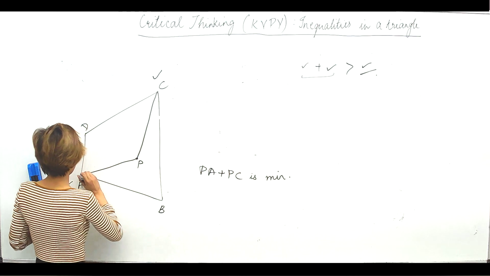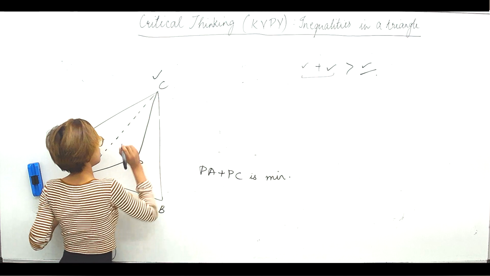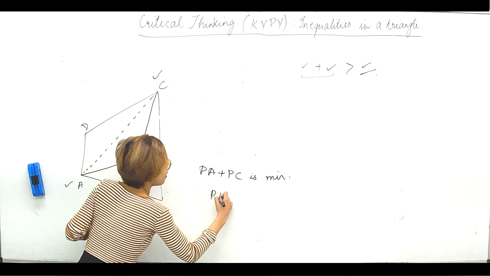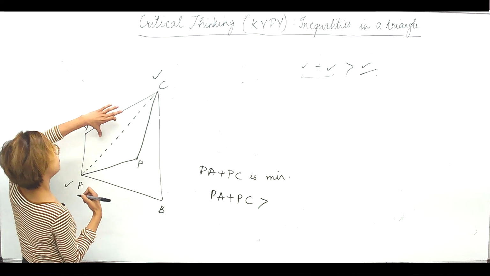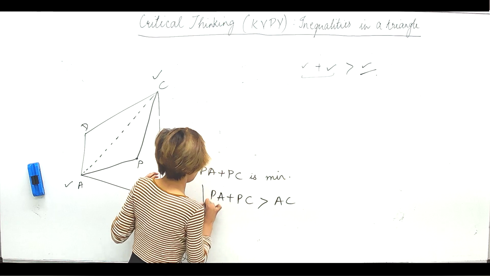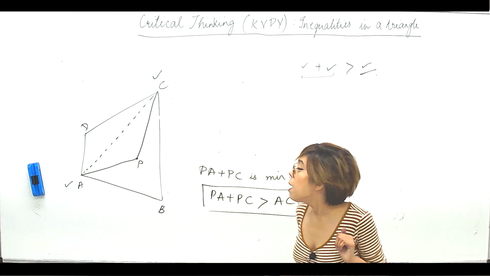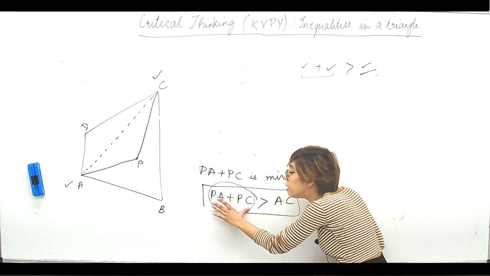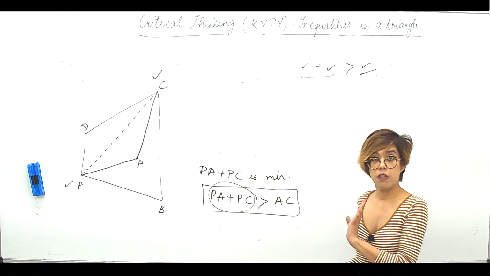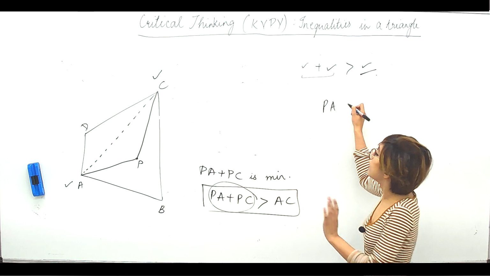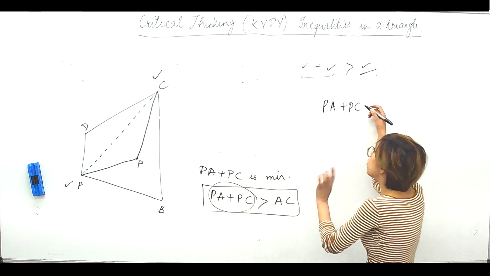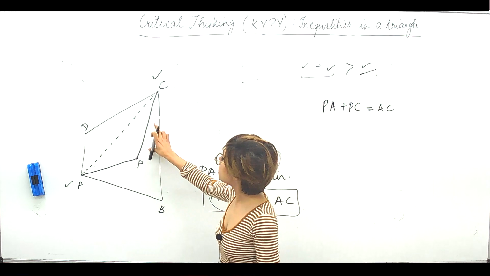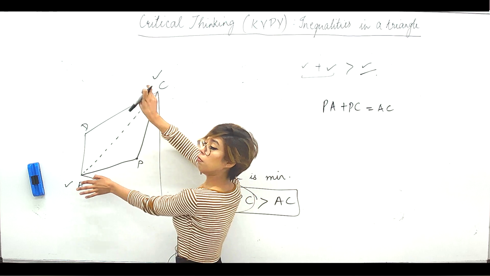So I can have this triangle. Join AC, so this is triangle APC. I know that PA plus PC is greater than AC, by the triangle inequality. But I want this to be minimum. This will be minimum if PA plus PC is equal to AC. I have to make sure PA plus PC equals AC.